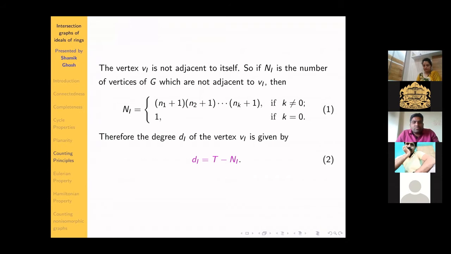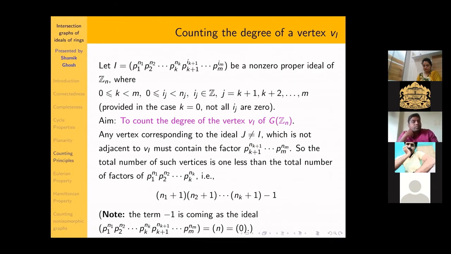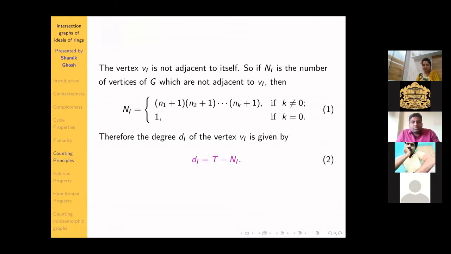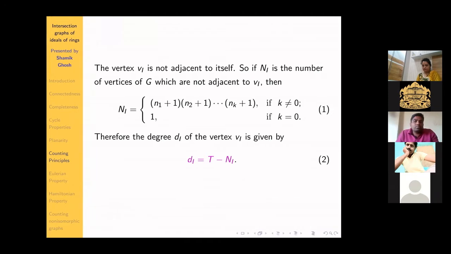And if k equal to 0, that is, all of them are not in the full power, that is p1 to pk is absent, so all these powers are less than the highest prime power that is present in n, then only the ideal itself is not adjacent, all other vertices are adjacent to it. So these are the degrees of vertices. The degree of a vertex is naturally the number of vertices minus the number non-adjacent, so degree is t minus ni, where t is the number of vertices. In this way, you can count all the degrees of vertices of Zn.